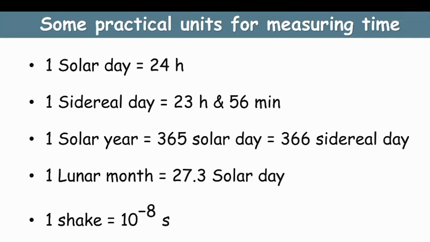And next, some of the practical units for measurement of time. One solar day is 24 hours. One day is 24 hours, right? Generally, how many hours in a day? We say 24 hours. One sidereal day is 23 hours and 56 minutes. For one rotation of the earth, it takes 23 hours and 56 minutes. One solar year is 365 solar days. 1 year is equal to 365 days. One lunar month is 27.3 solar days.